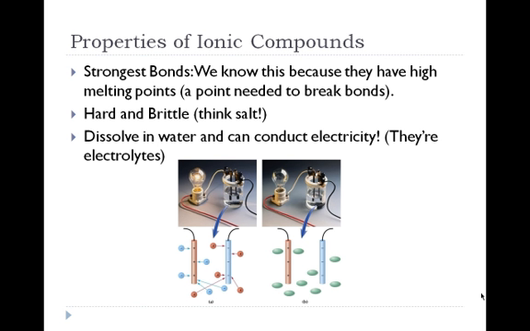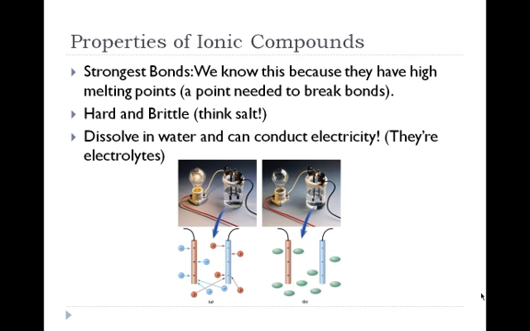Now here's some properties of ionic compounds that I know you learned in 8th grade. Ionic compound salts have the strongest bonds. We know it because it takes the most amount of energy to cause them to start to melt. They have a high melting point. That's, of course, the point needed to break the bonds. They're also hard and brittle. Just think salt. You have salt grinders. It's a crystal that you grind up. They're brittle and hard at the same time.